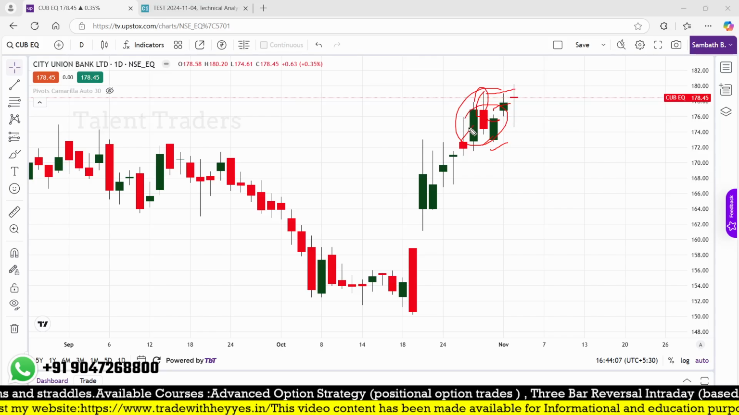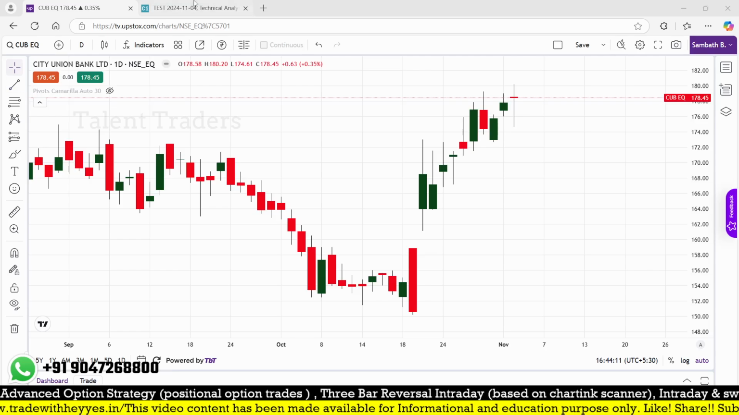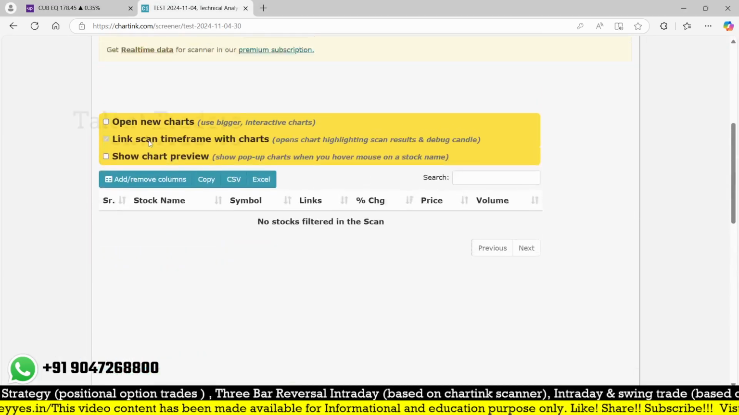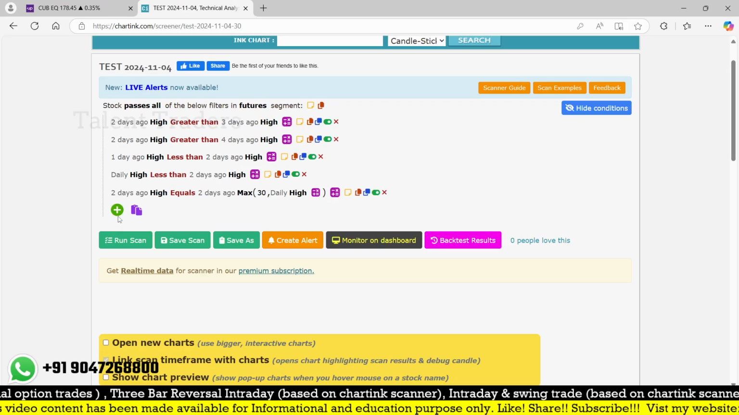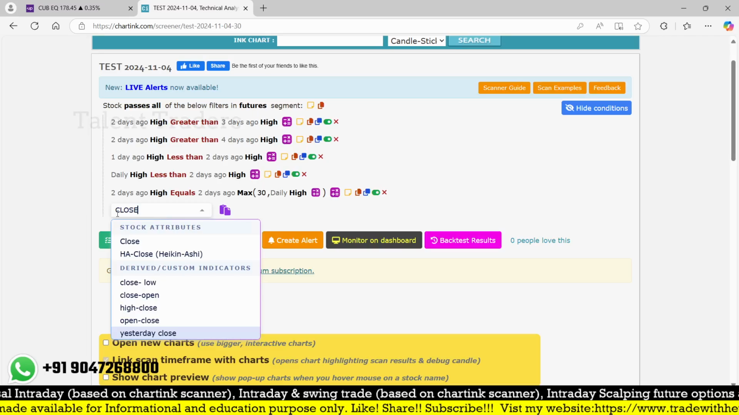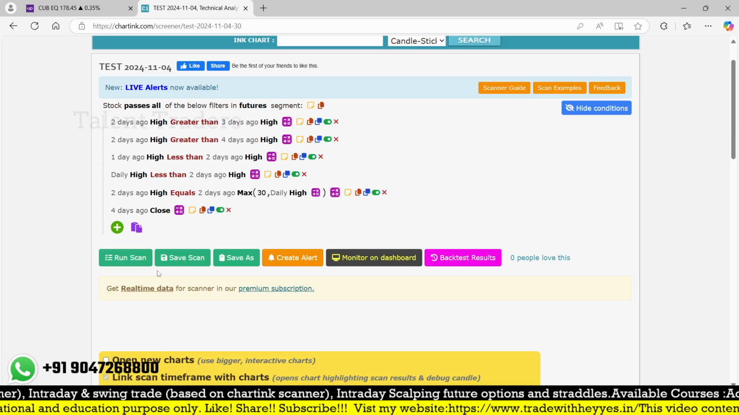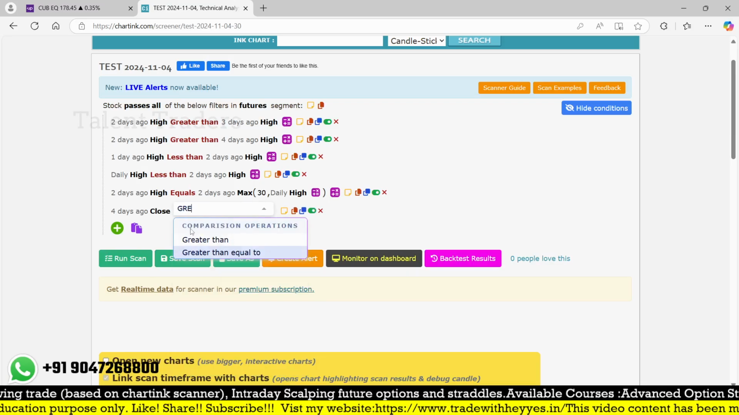But here it is not a setup. I need to create the green and the red candle conditions, so it is not the right one. So let me try to create candle colors. The current candle, two candles, that is the fourth candle. So close must be greater than the close four candles ago. That should be close greater than open.